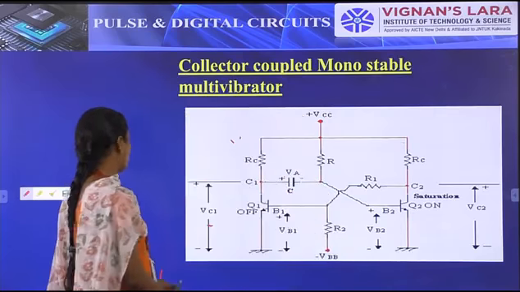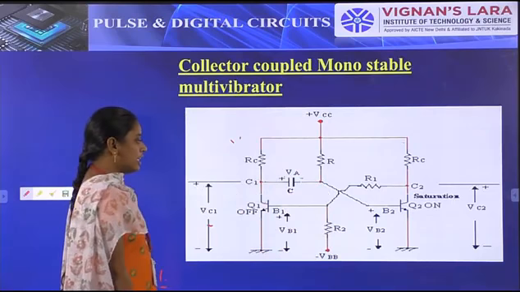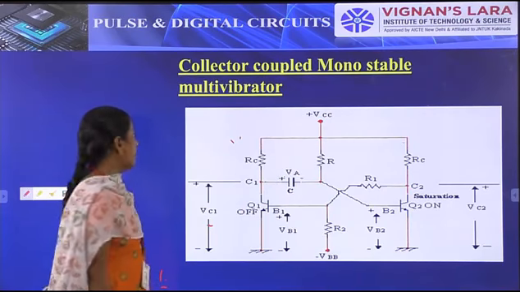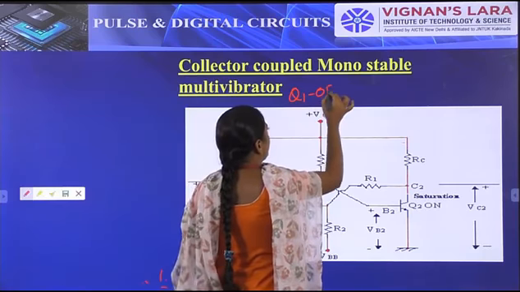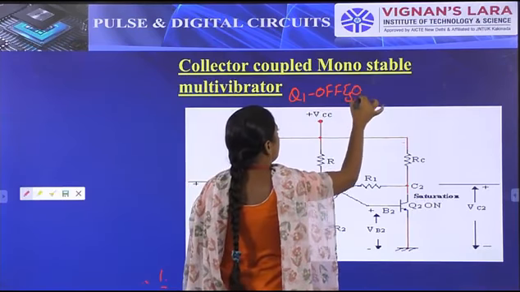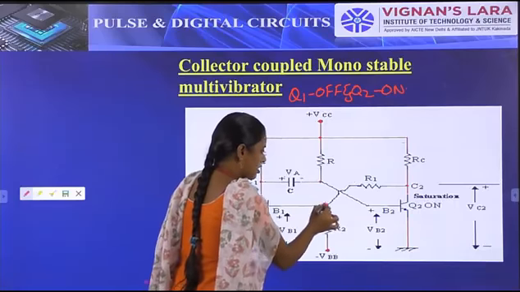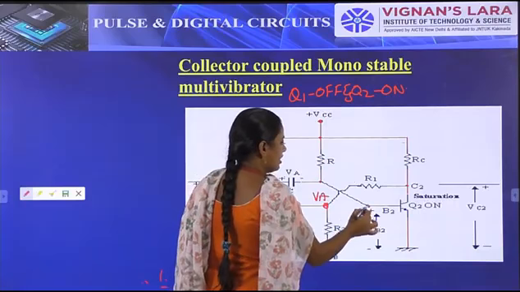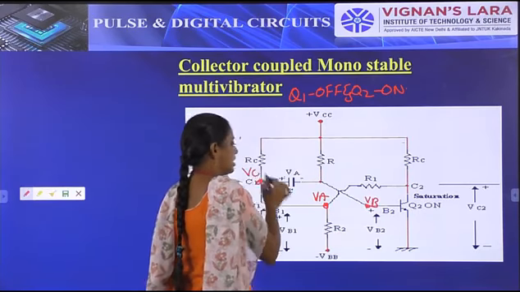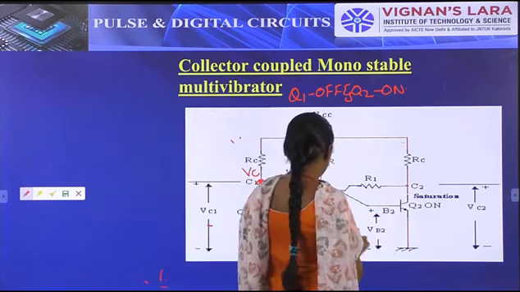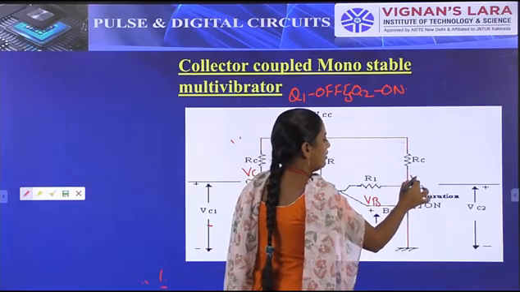Now the operation: what happens, and what is the operation of this circuit? Let us assume that in the initial stage one transistor Q1 is in off condition and Q2 is in on condition. This voltage is known as VA, this one VB, this one VC and this one VD. We have to take it like this: VA, VB, VC and VD.